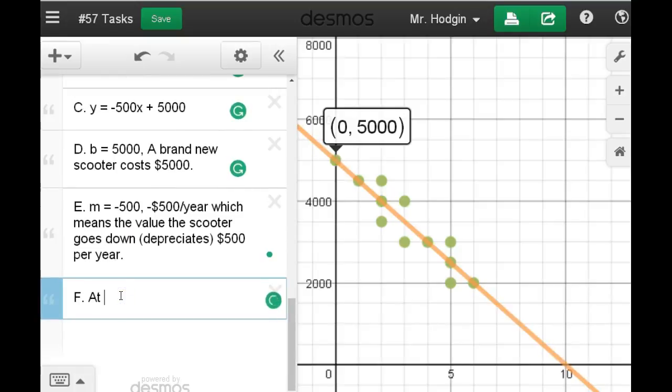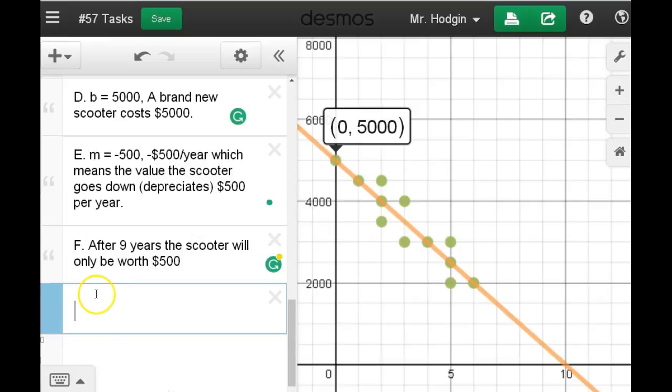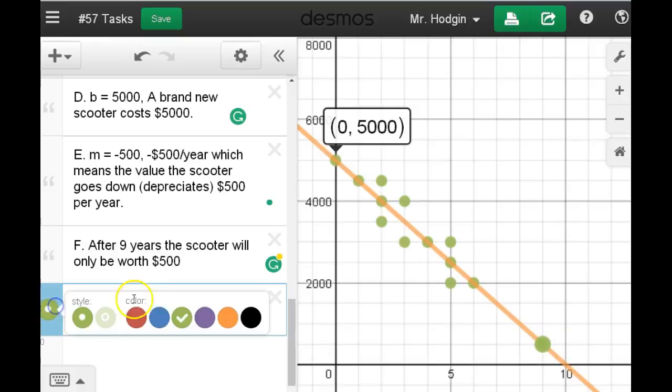So for here, let's say something. After 9 years, the scooter will only be worth $500. And if you wanted to, you can do the next line. You can actually plot the point 9, 500. Don't do a note, but do an actual expression, and you can type in the coordinate 9 years, $500, and you'll see it right there on your line. And I could change the color if I wanted. Whatever you want.